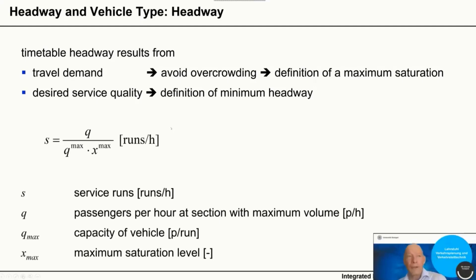If you want to determine the number of service runs per hour, which is the frequency, you look at the demand, which needs to be forecasted in some way. You look at the capacity, and you look at a maximum saturation level. And by multiplying the maximum saturation level, maybe something like 0.7, you determine the number of runs per hour.